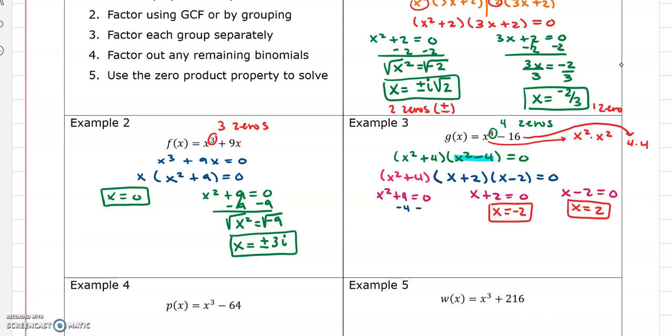So I'm going to first subtract 4. We get x squared is equal to negative 4. Take the square root. We took the square root of a negative, so we're going to have plus minus. This is a perfect square, so 2, and then don't forget the i because of that negative under the radical. And then there's our other two solutions.